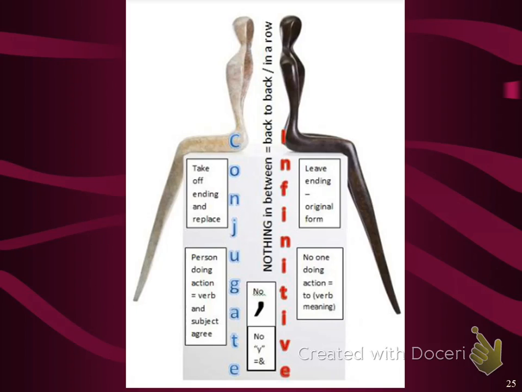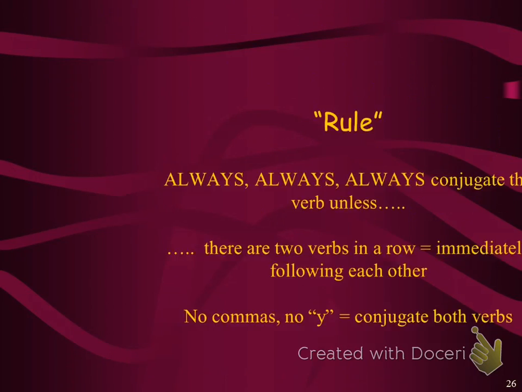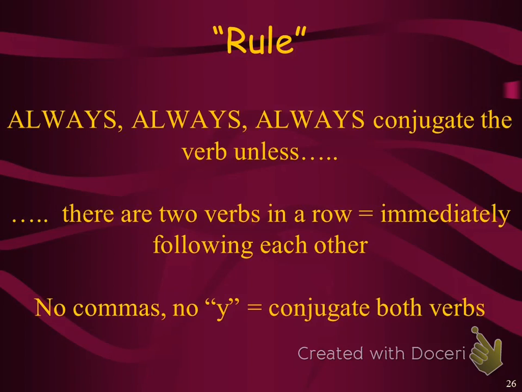If there's one immediately following, that means there's nothing in between. They're back to back in a row. There's no commas, there's no ands, there's nothing to go in between them. Then you leave it in its original form, leave it with an AR. No one's doing that action. So for example, oh, the rule is always, always, always. See my lovely, beautiful yellow sign above the board?